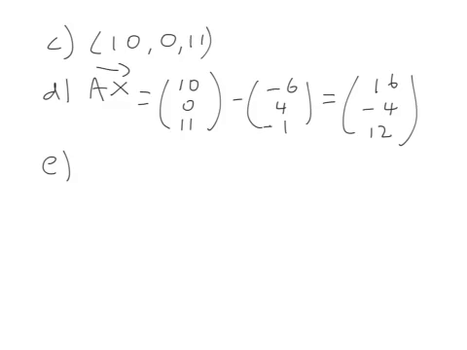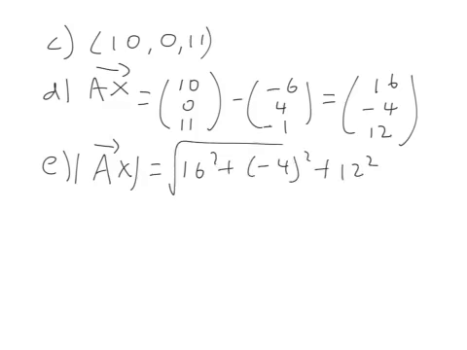In part E, the length of that vector is 16 squared plus minus 4 squared plus 12 squared, all square rooted. Because to show that you need to make it clear you're doing that. That works out to be the square root of 416, which is the square root of 16 times 26, which is 4 root 26.